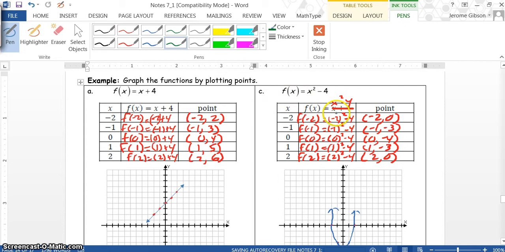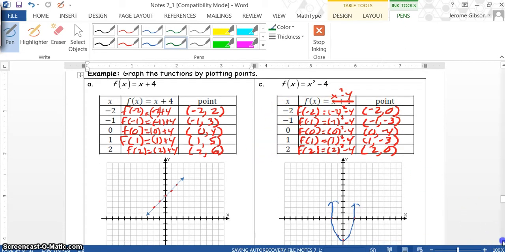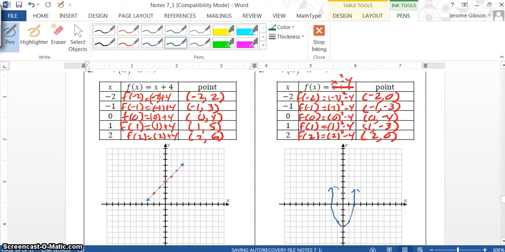And over here, I know that it says x plus 4, but you need to scratch that out. It should be x squared minus 4. And then we will substitute in these values. And then down here, we have the points and we have the graph. Now, of course, this is supposed to be more of a parabola shape, more of a U shape, but I was drawing this freehand, so I did the best that I could.